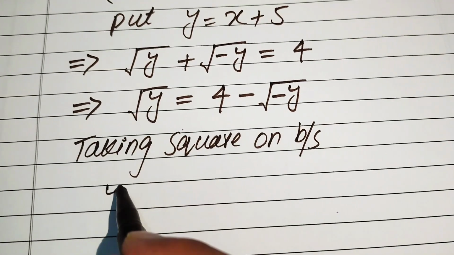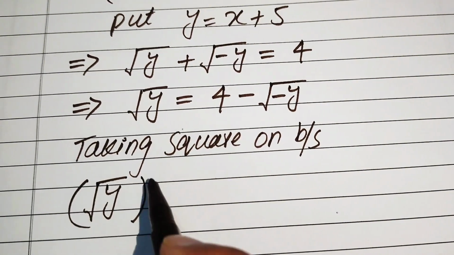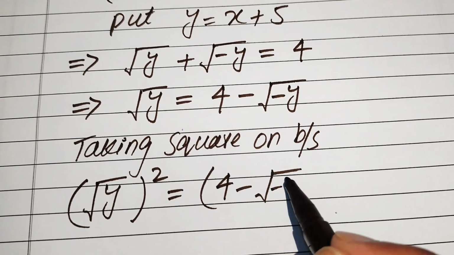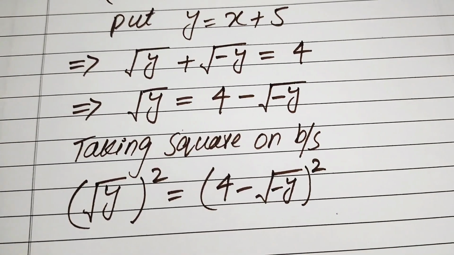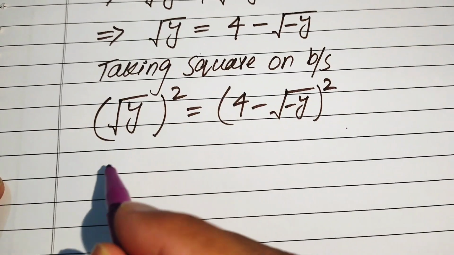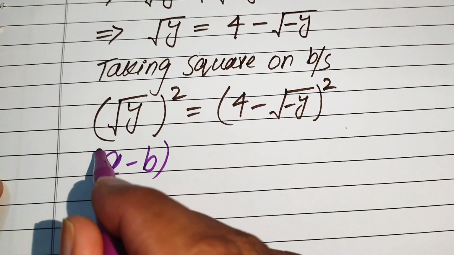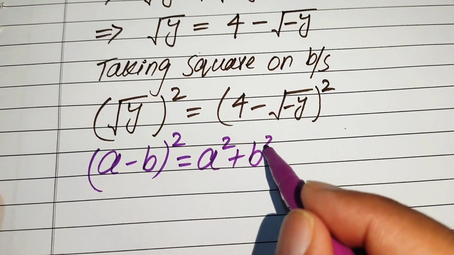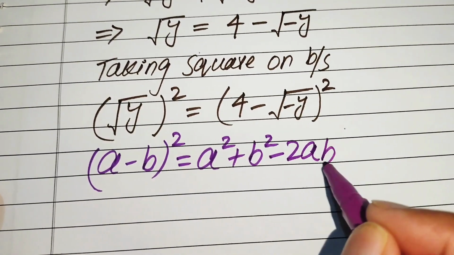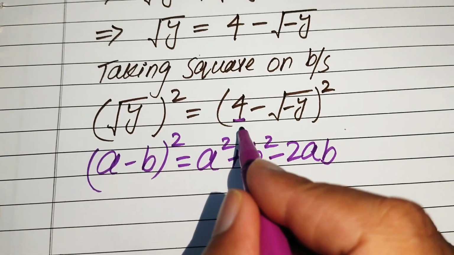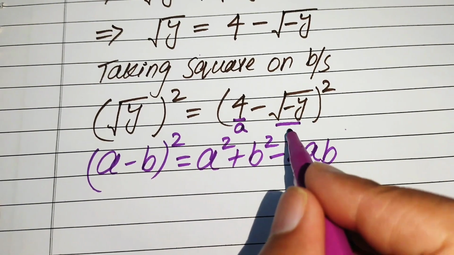When we take the square, it will be written as square root of y and its whole square equals 4 minus square root of minus y and its whole square. After this step, we need the nice square identity on the right hand side, and you know that a minus b whole square equals a square plus b square minus 2 times ab. Here we have this 4 as a and this square root of minus y as b.